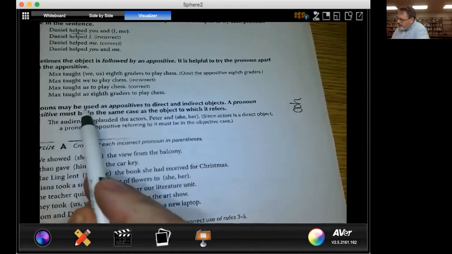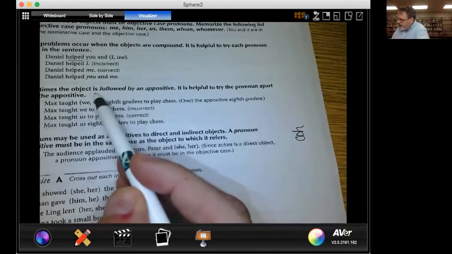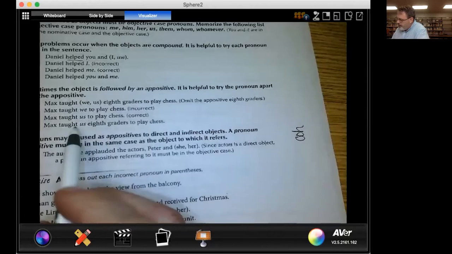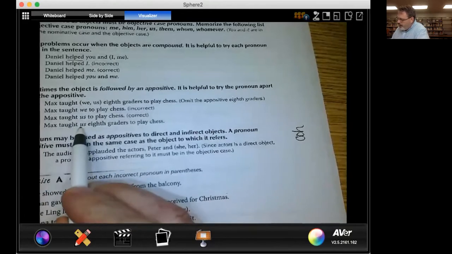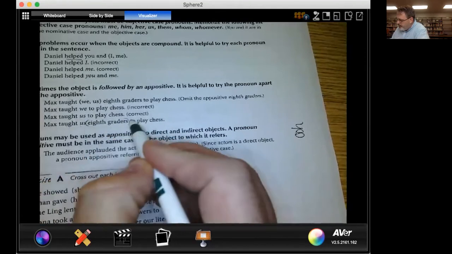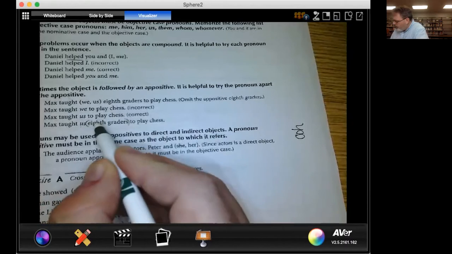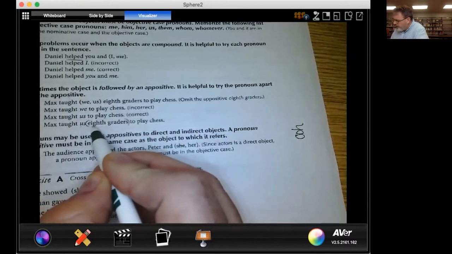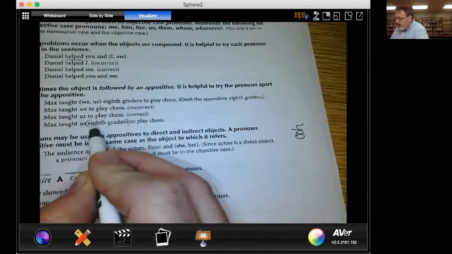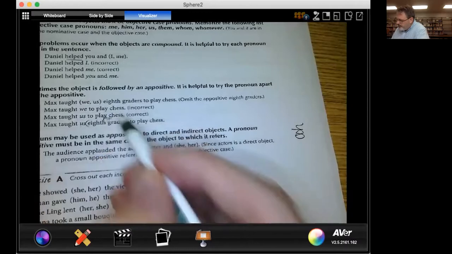Okay. And pronouns may be used as appositives. Well, I guess I skipped this one. Sometimes the object is followed by an appositive that says again what it is. For example, Max taught us the 8th graders to play chess. The 8th graders here is an appositive because it's telling what the pronoun is. Let's clarify what that pronoun really is talking about. Max taught us, not just any old us, the us that are 8th graders, to play chess. So this would be an appositive.